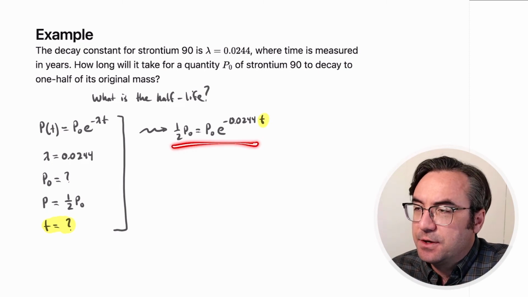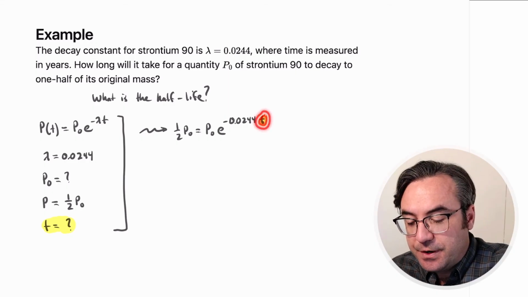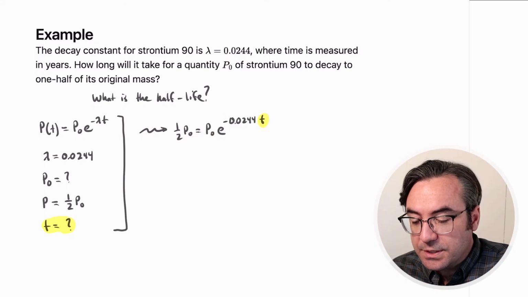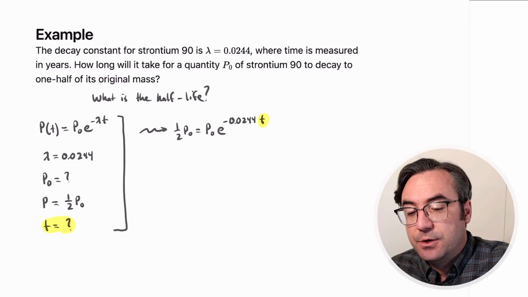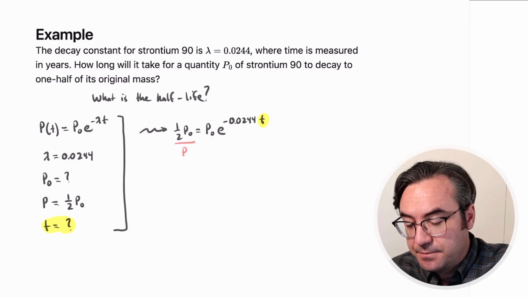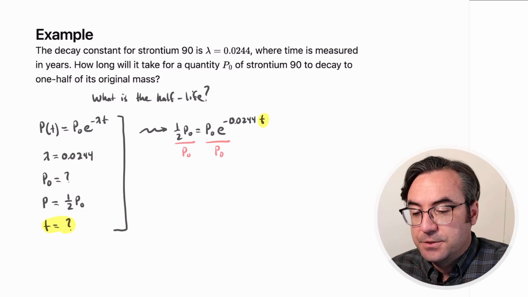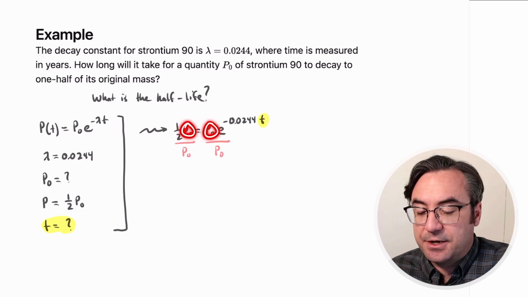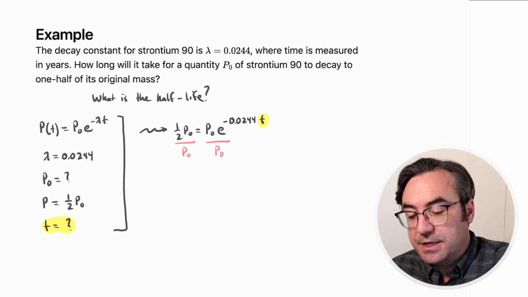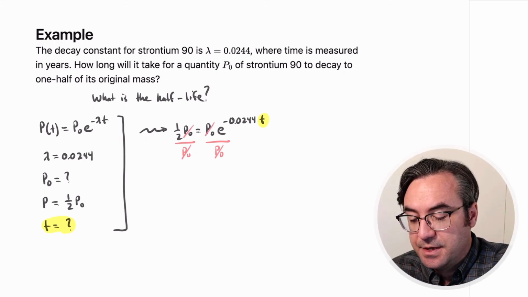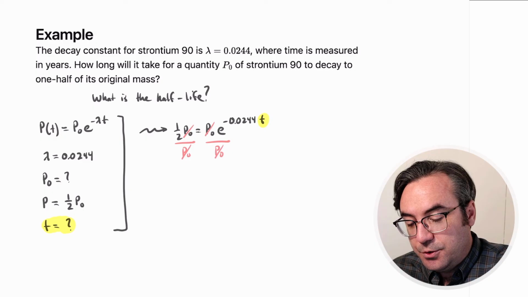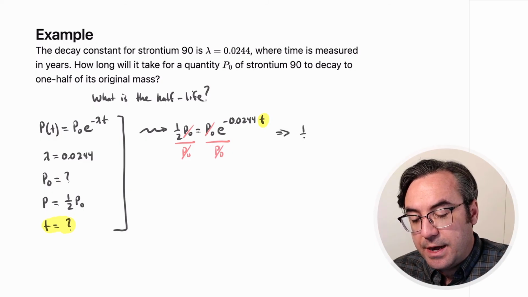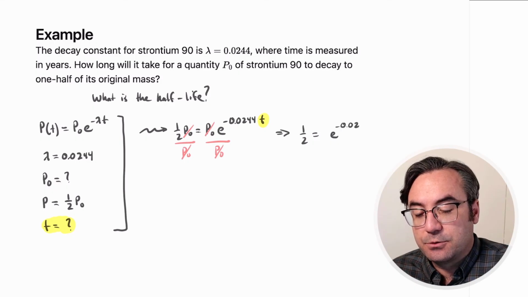Now you might be wondering, how can we solve this equation? Because there's two variables that we don't know. Well, it turns out that because our initial mass is showing up on both sides of this equation, we can actually divide by it. So we actually don't even need to know our initial mass here, because it's going to cancel out from the left and cancel out from the right. So when we do that simplifying, we end up with 1/2 is equal to E raised to the negative 0.0244T.